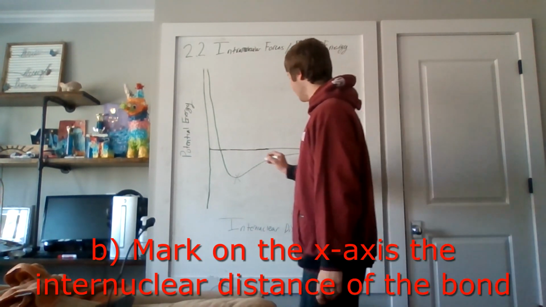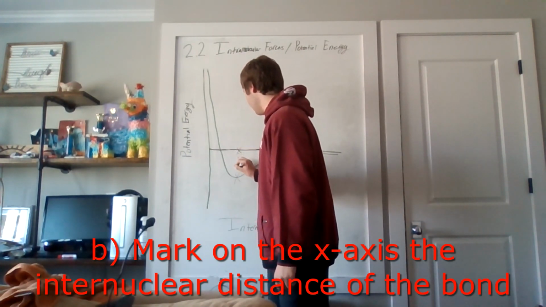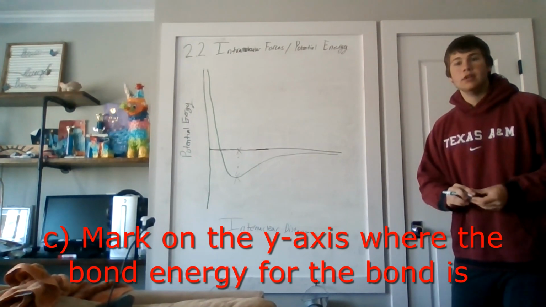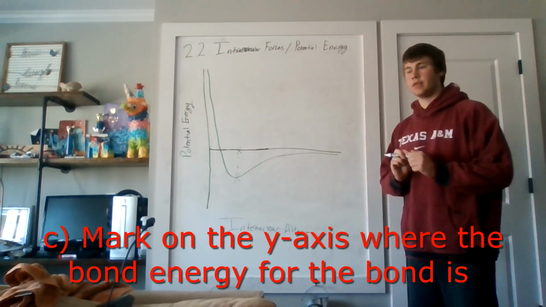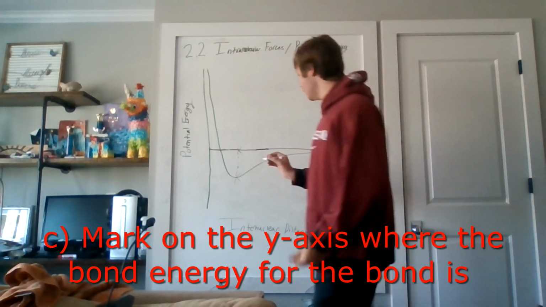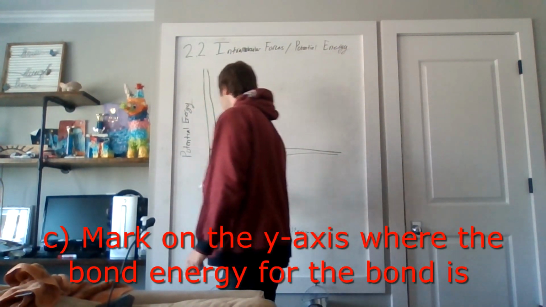So here would be the distance. We just mark up from that point that we put earlier. Now on the y-axis, we need to put the bond energy of the bond, or how much energy it requires to break that bond. So again, we just mark over to the y-axis, a little X there.